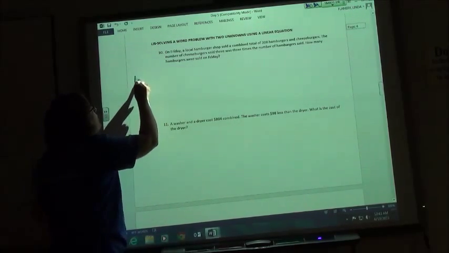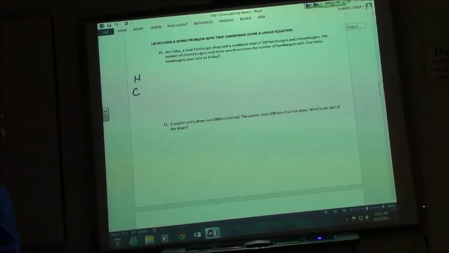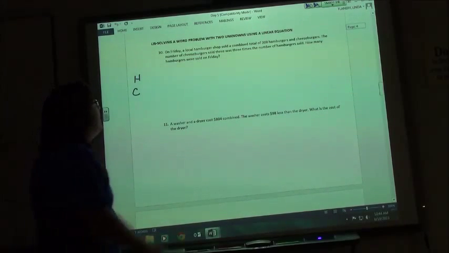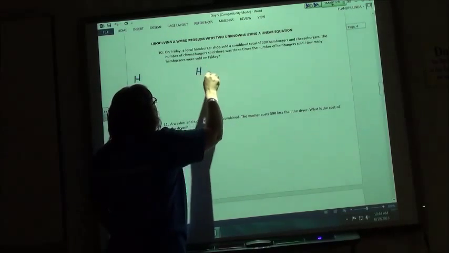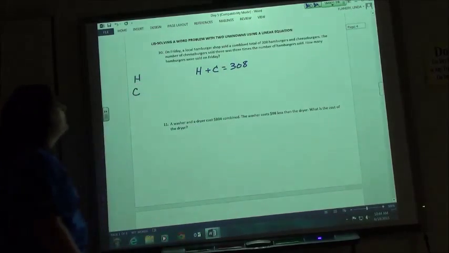I like to use variables that make sense to me, so I'm going to use H for my hamburgers and C for my cheeseburgers. And if they sold a total of 308, it would mean if I took the number of hamburgers plus the number of cheeseburgers, I should have 308 altogether.